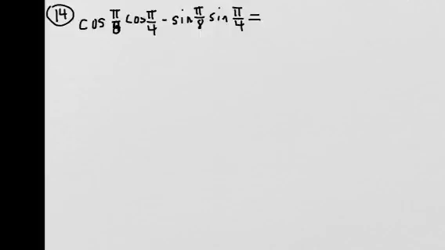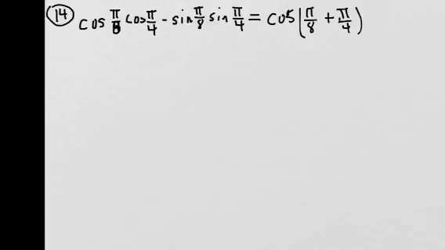Alright, so for problems like number 14, you have to match up that expression with the right formula. The first thing you notice is cosine, cosine, sine, sine. And then there's a minus right here in between the two terms. So that means, again, if you look through your formulas, this one is equal to cosine of pi over 8 plus pi over 4.